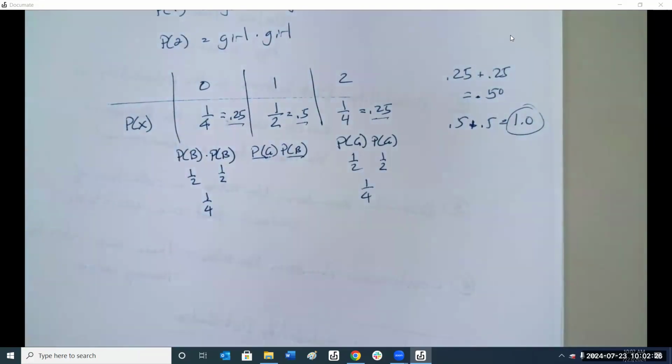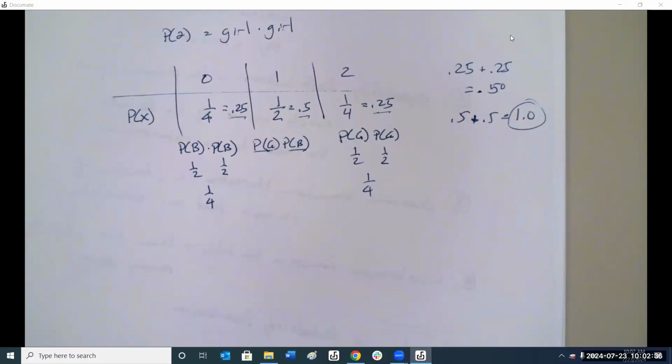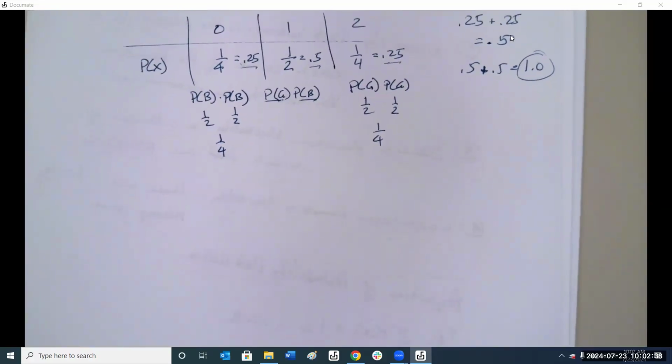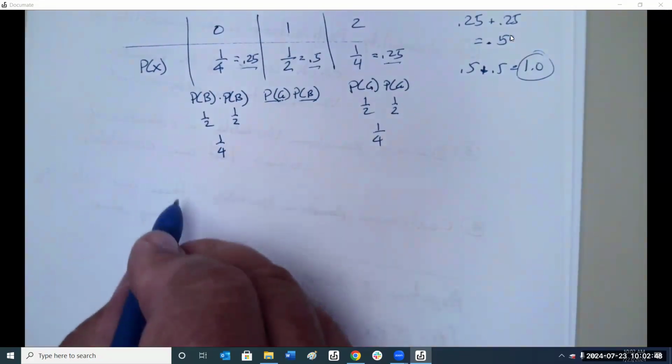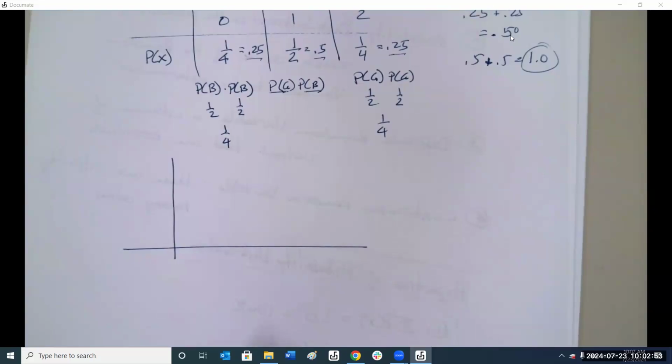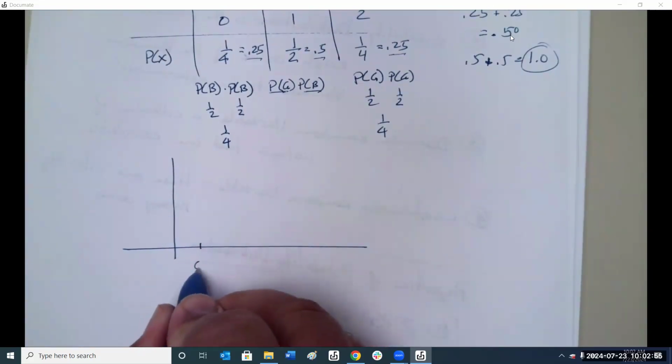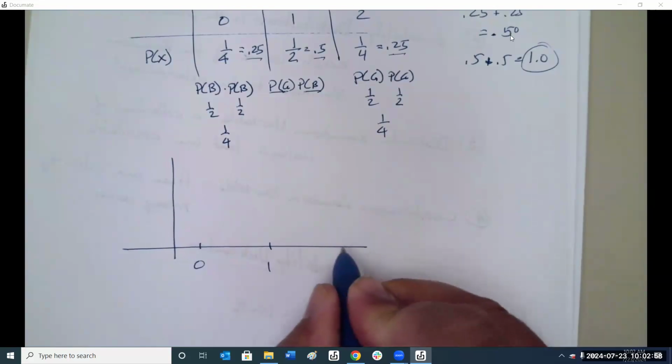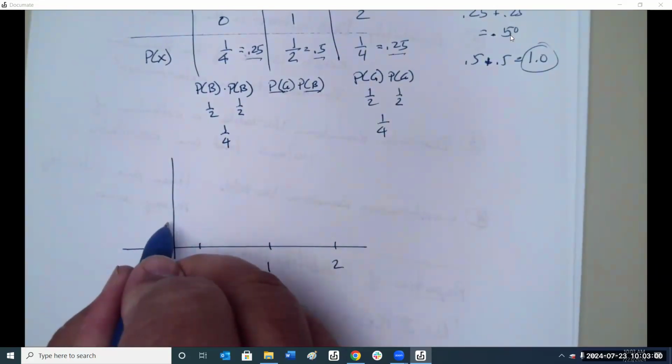From this information, we create a histogram. What's a histogram? What does a histogram look like? What's the difference between a histogram and a bar chart? We have a bar chart, but the boxes touch each other. The histogram touches. And for this one, we have 0, 1, 2 outcomes possible.